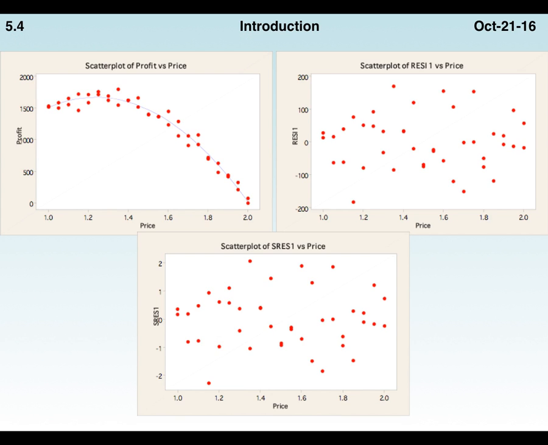This is the curve now that was fit to the data and the residual plot. Looks better or worse than the linear regression that we did? Should be clearly obvious, better. Okay.